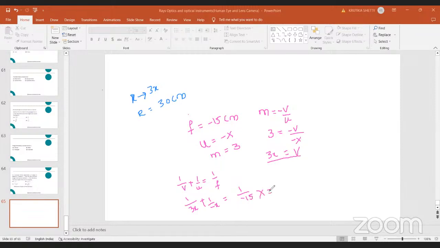So x is equal to, students, how much do you get? Yes, very good. Chandana, Lohit, Damini, any other students? Yes, very good. It is 10 centimeter. The answer 10 centimeter is correct here. I hope the solution is clear to everyone. So one more question.